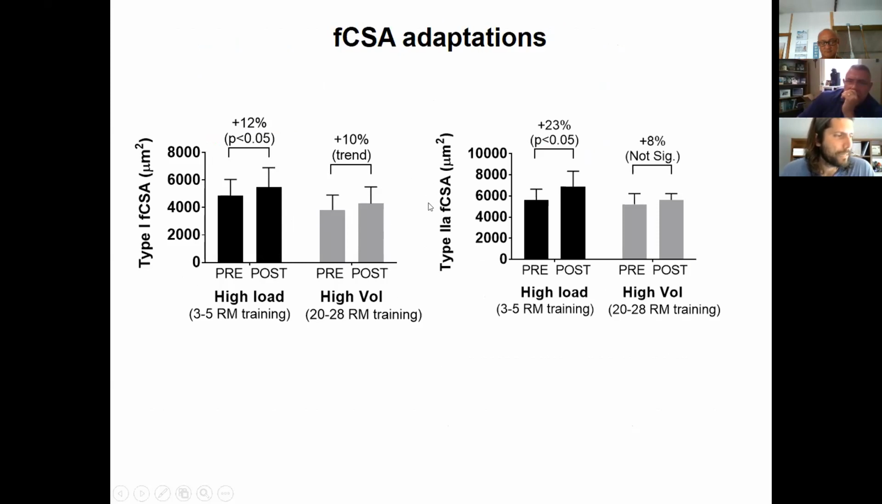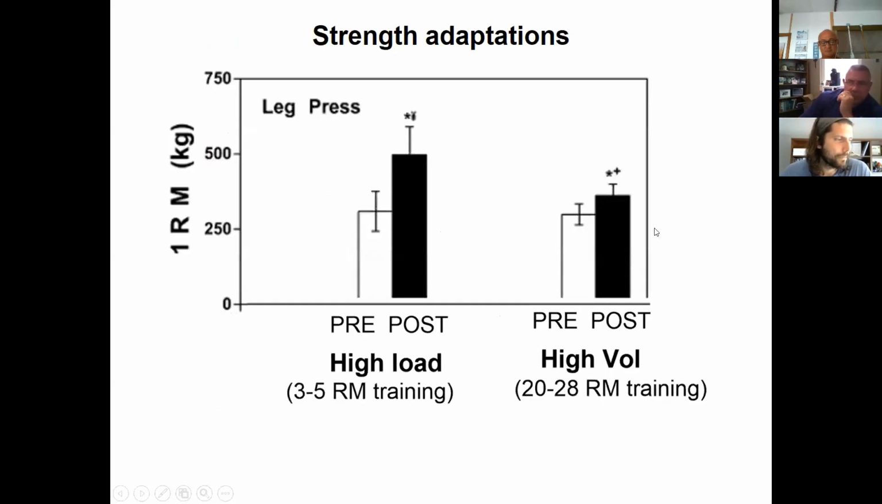And then looking at type 2 fiber CSA or type 2A fiber CSA, you can see that high load training, again, facilitated an increase in muscle fiber size. High volume training did not, okay? So far we can say that high load training is more hypertrophic in terms of the cellular adaptation.